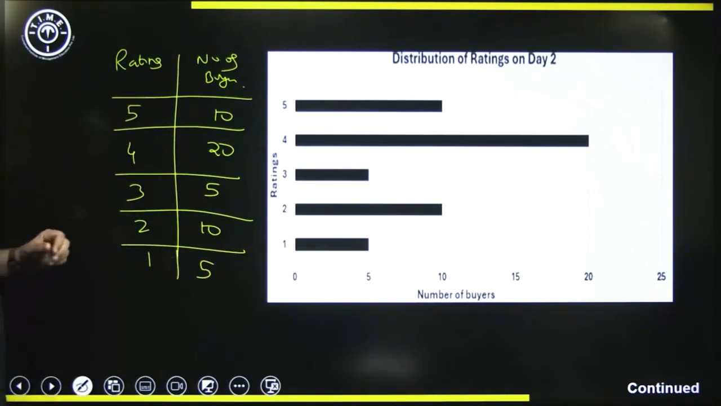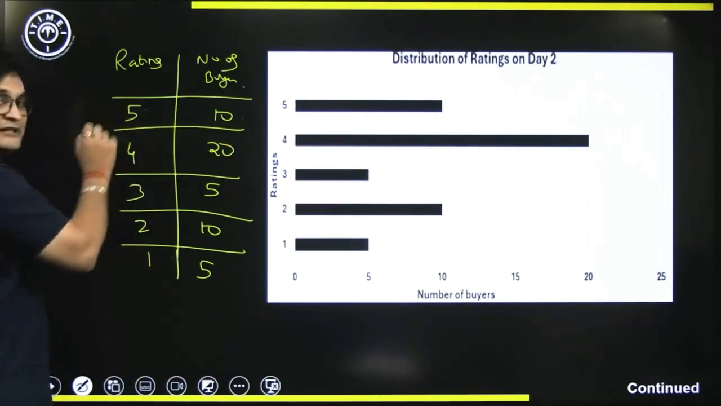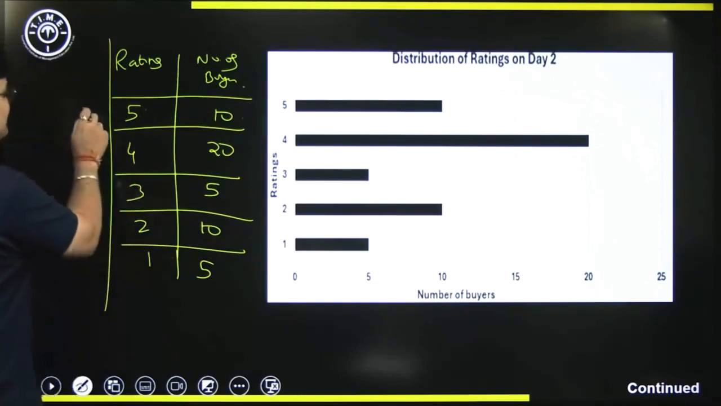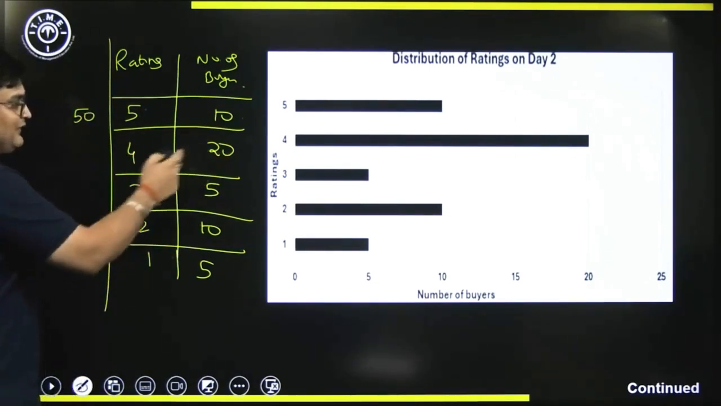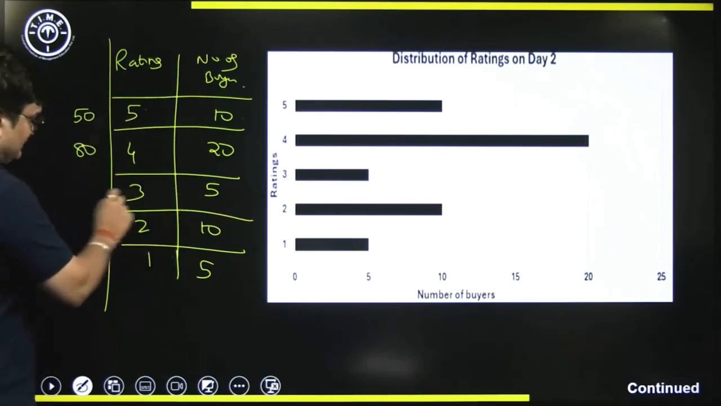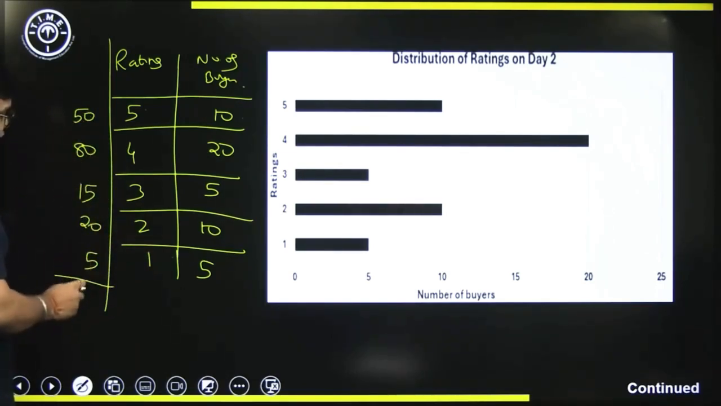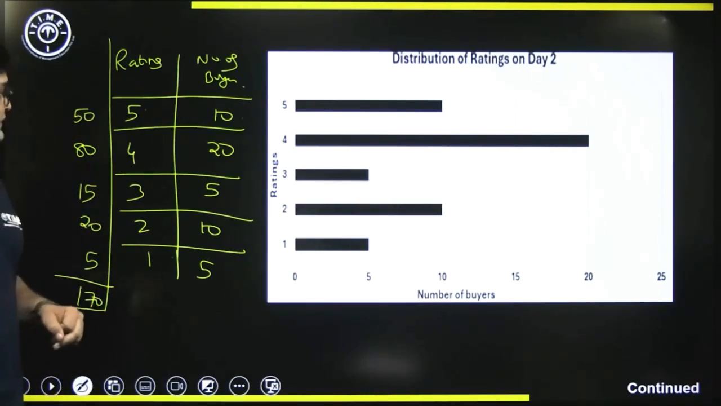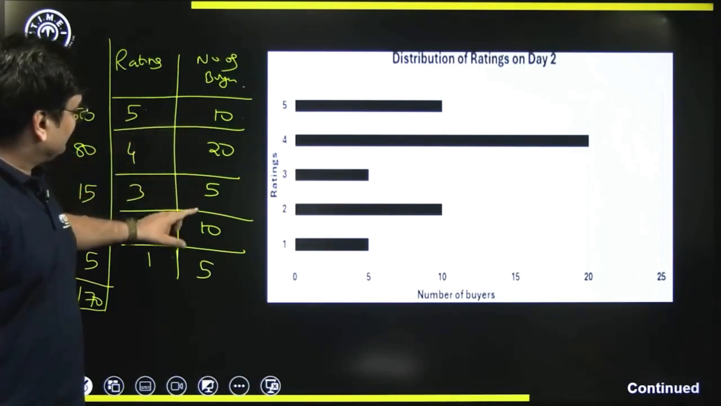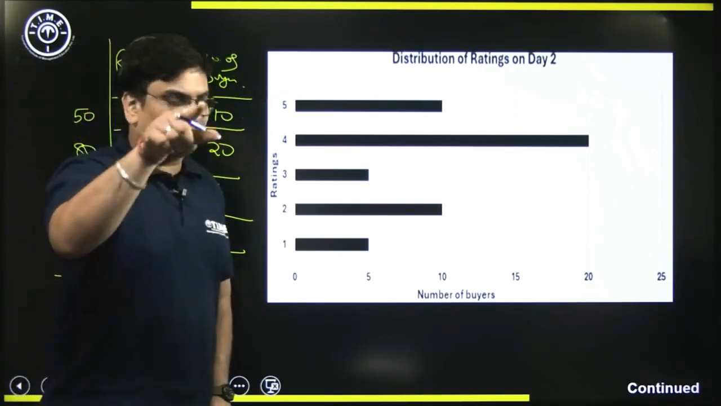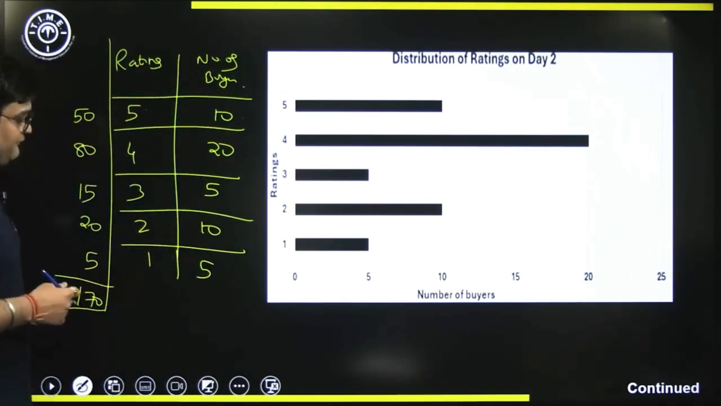So here please note, what will be the overall sum of ratings given on day 2? There are 10 buyers giving rating of 5, so the sum of all the ratings where buyers gave 5 points is 5 into 10, 50. What about 4 ratings? The total sum is 4 into 20, 80. This is 3 into 5, 15, 2 into 10, 20 and 1 into 5, 5. So their sum, if you will see, will be 170. And how many ratings are there? What is the number of buyers? 10, 20, 5, 10, 5, that is 50 buyers. So 170 is the total sum of ratings, and there are 50 buyers.